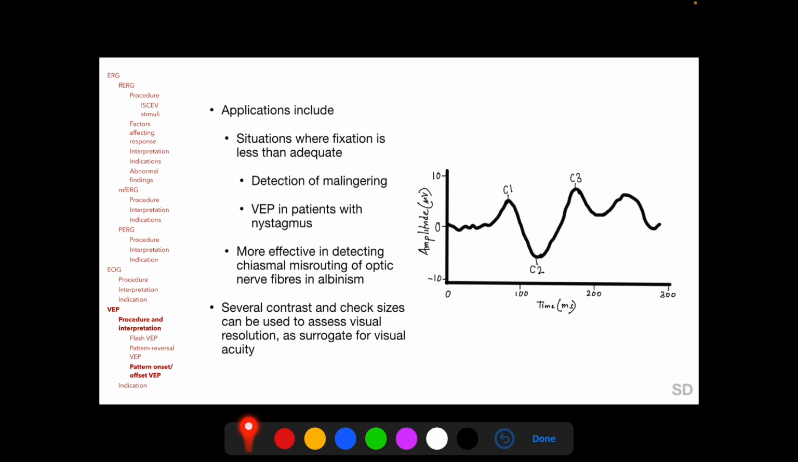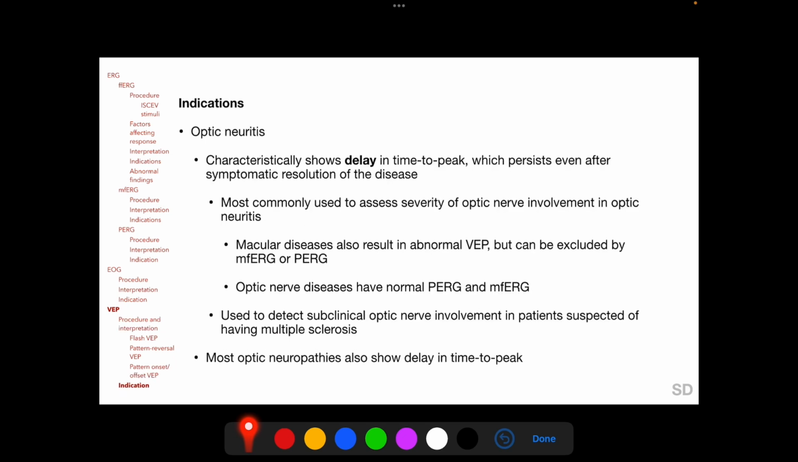Pattern onset offset VEP is more effective in detecting chiasmal misrouting of optic nerve fibers in albinism, and several contrast and check sizes of the pattern can be used to assess visual resolution as a surrogate for visual acuity in non-responsive patients. Most important indication of VEP is optic neuritis, which characteristically shows a delay in time to peak, which is very important to remember. And this delay in time to peak persists even after symptomatic resolution of the disease.